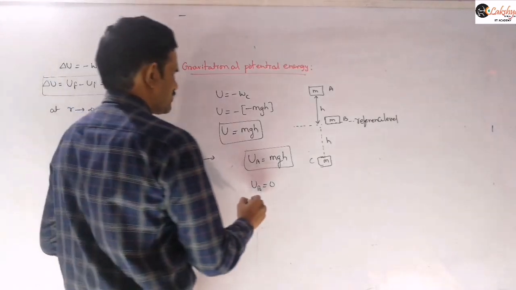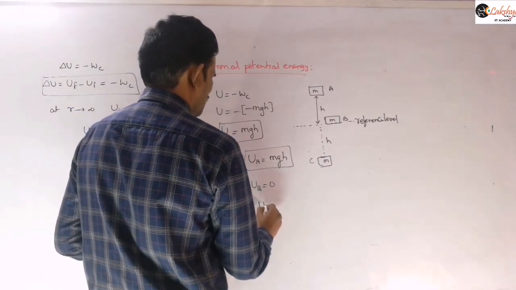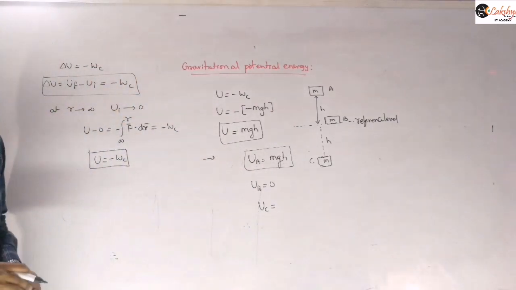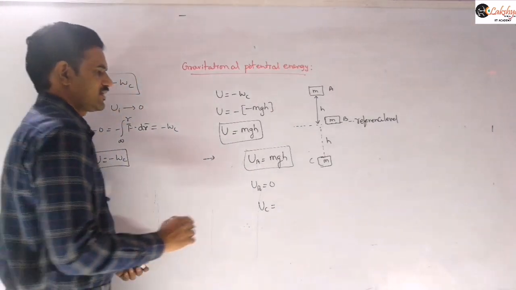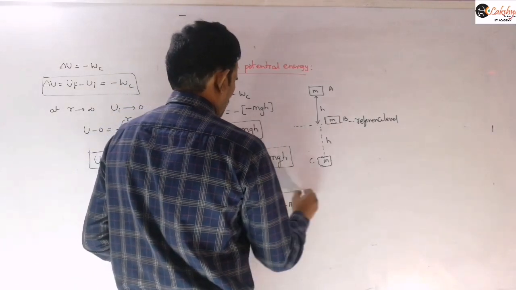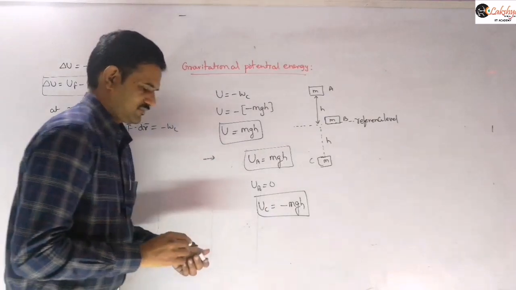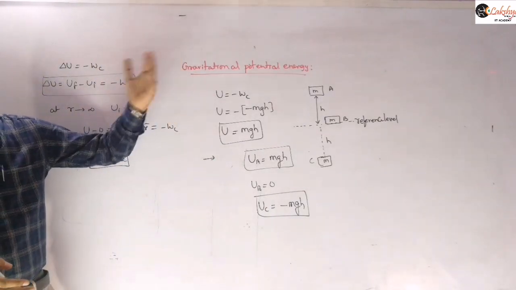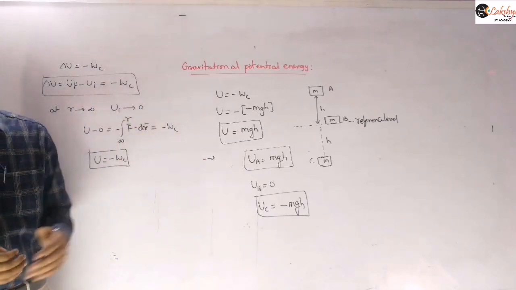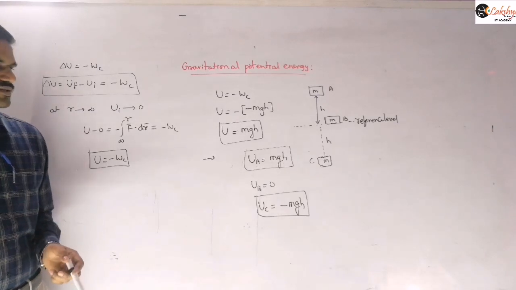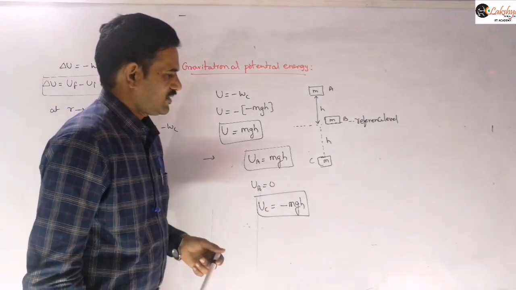Next, when the object is below the reference level by a distance h, then gravitational potential energy is minus mgh. Right, so above the reference means positive, below the reference means negative, and on the reference it is 0, we need to consider. So it is a reference level there, right?